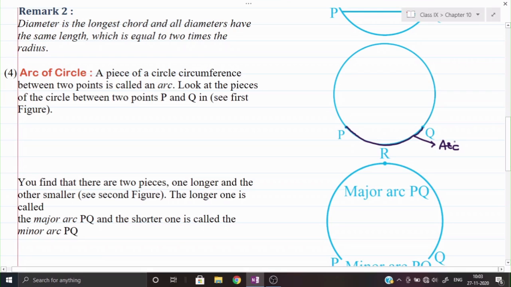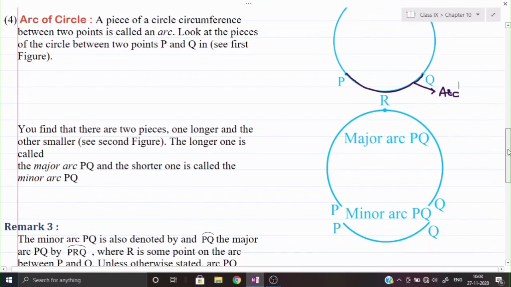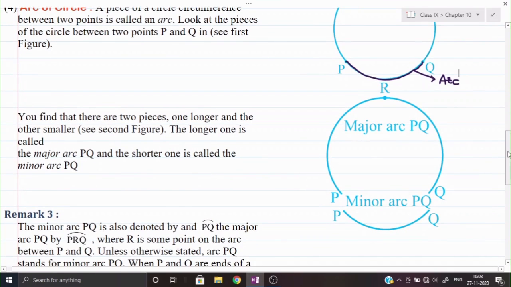Second thing, we can say the arc can be of two types. One is a major arc and the second one is a minor arc. The definition is written in this manner: the arc which looks shorter is called the minor arc, and the arc which looks longer is called the major arc. But I don't think this definition is 100% accurate. I will show you what exactly the minor arc is.